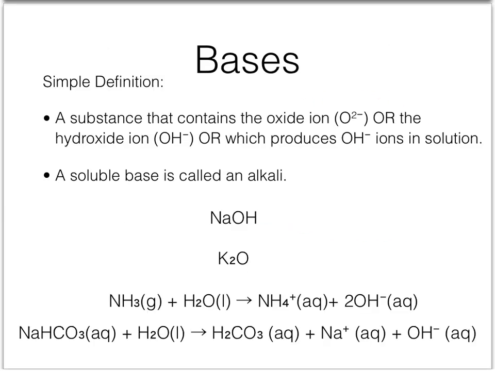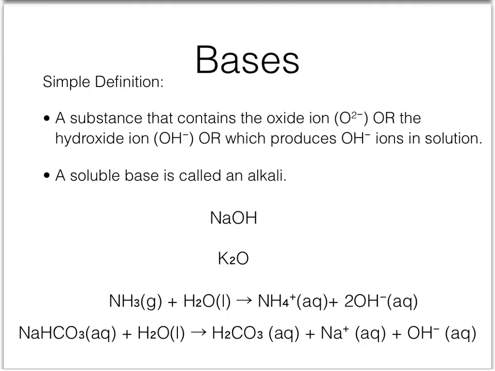Simple definition of a base. A base is a substance that contains the oxide ion or the hydroxide ion, or which produces hydroxide ions in solution. So a soluble base is called an alkali. So sodium hydroxide is soluble in water, so it's a base because it's got hydroxide, and it's also an alkali because it is soluble in water.